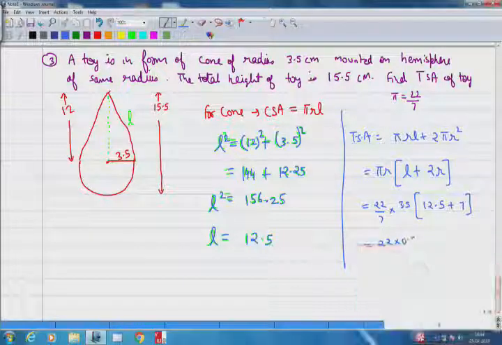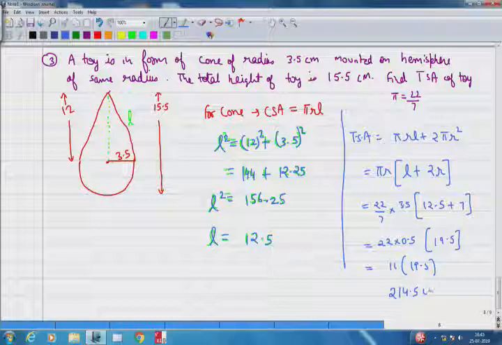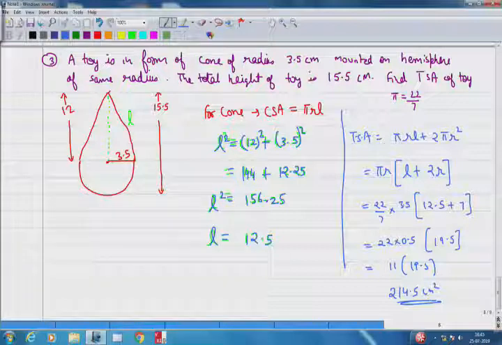So 22 into 0.5, 7 will cancel out, 3.5 becomes 0.5, and 12.5 plus 7, that is 19.5. So it will be 22 into 0.5, that is 11, into 19.5. That is the answer: 214.5 centimeter square. That is the area for this thing.